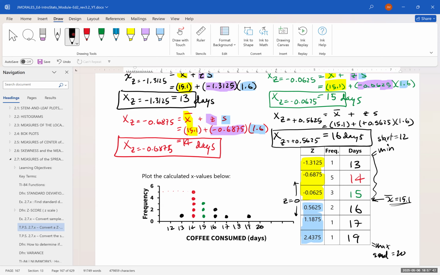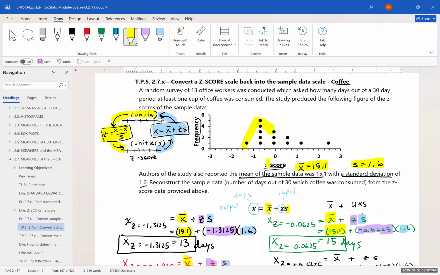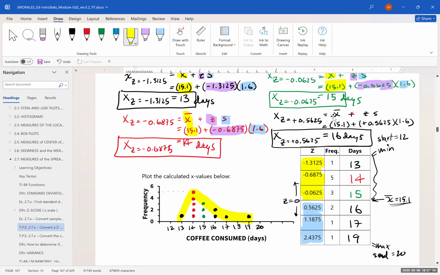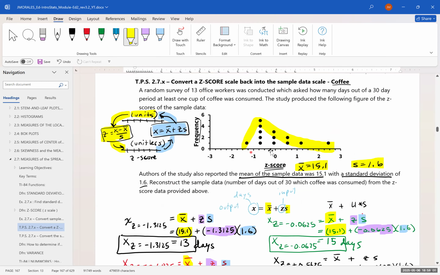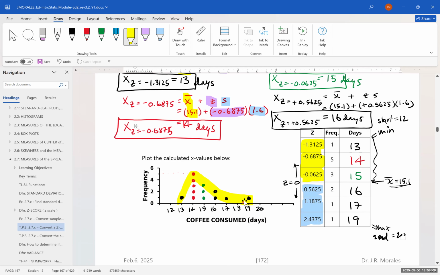Okay. Now, if we've done this correctly, then the shape of our data here should be the exact same shape of our data up here. And it is. So here we've converted our data from being in a Z-score to being in units of days that coffee was consumed.